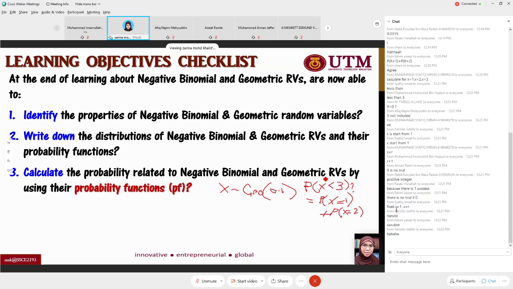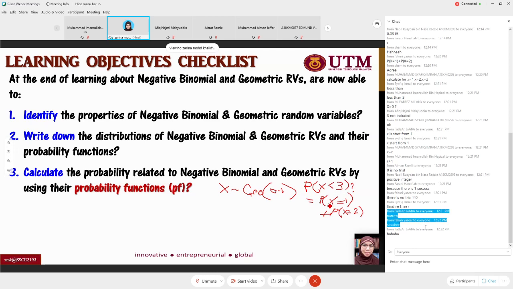Remember, that's why you have to know the possible values of your random variable. For geometric, you start from 1. You don't start with 0. So when you have x less than 3, it really means x equals 1 or x equals 2. You don't include 0. Well done. Your friends already answered the question correctly.